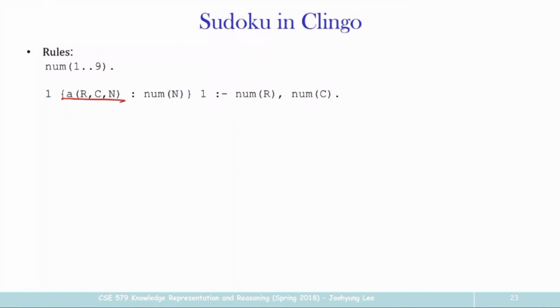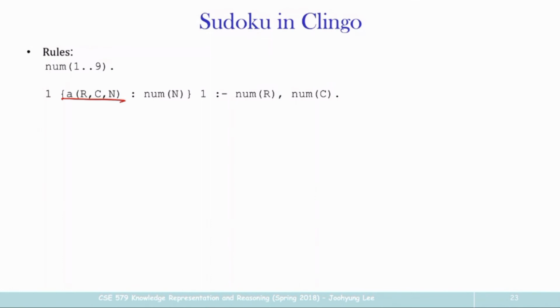It is assignment, yes. What is the domain here? The coordinate. Row and column, yes. That's the domain, and what is the range? Number. So if you write this, what are the stable models? You just fill each position with a number from 1 to 9. If you're very lucky, you already have the solution.